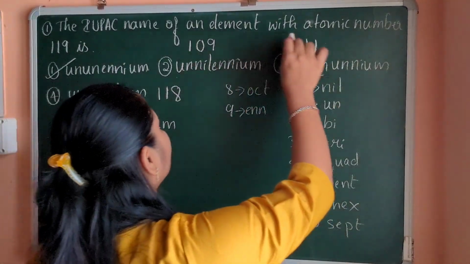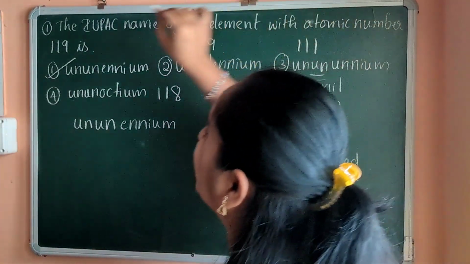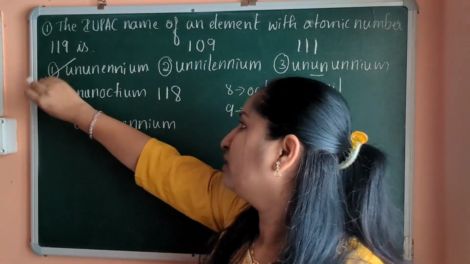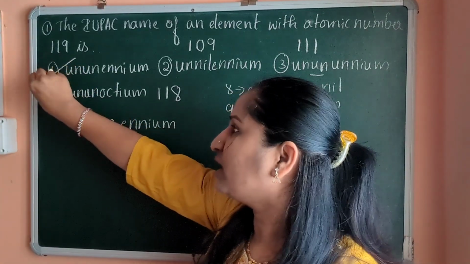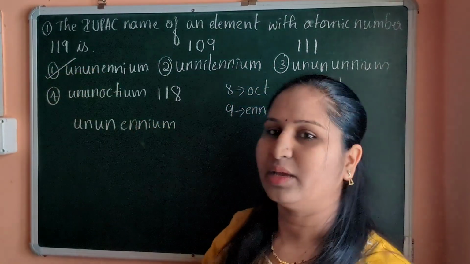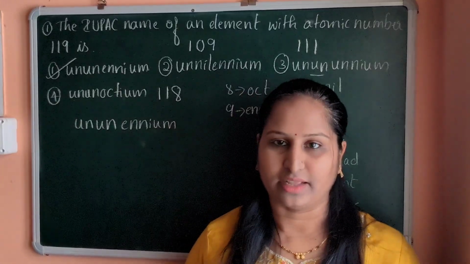So whatever the given question is, for the atomic number of 119, the answer is ununennium. That is, the first option is the right answer.